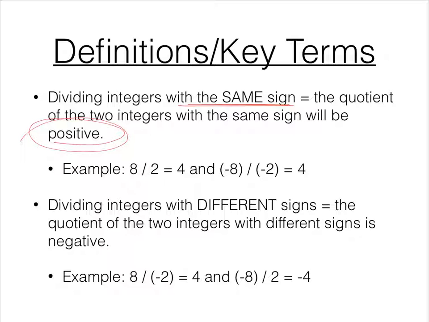Okay, so here we have 8 divided by 2. Both are positive. We get a positive 4. Same thing here. Negative 8 divided by negative 2. We again get a positive answer.